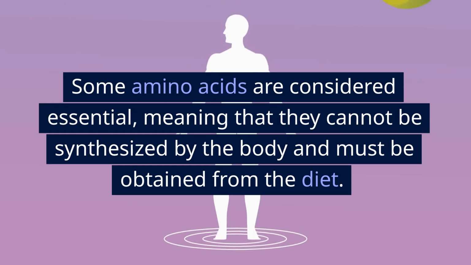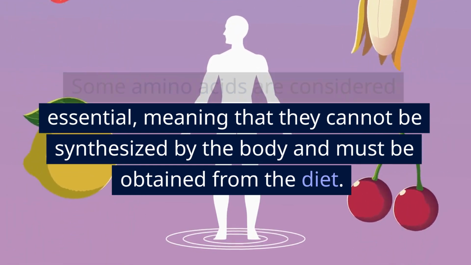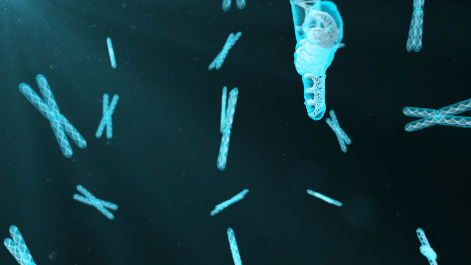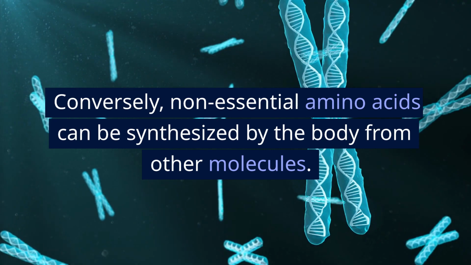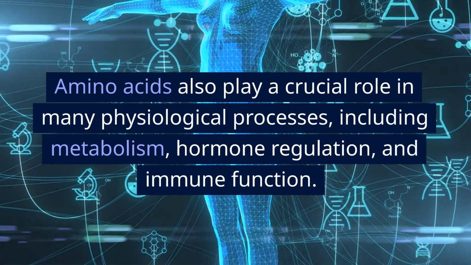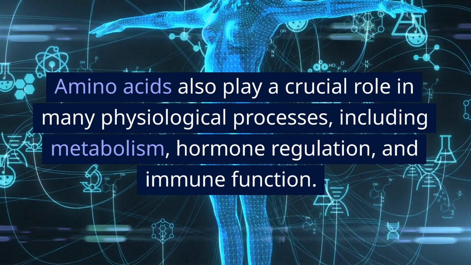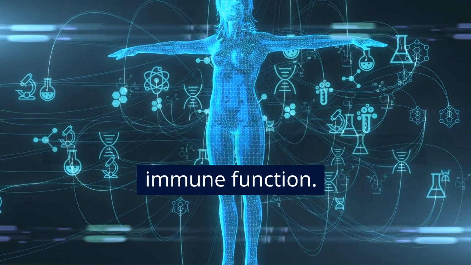Some amino acids are considered essential, meaning that they cannot be synthesized by the body and must be obtained from the diet. Conversely, non-essential amino acids can be synthesized by the body from other molecules. Amino acids also play a crucial role in many physiological processes, including metabolism, hormone regulation, and immune function.